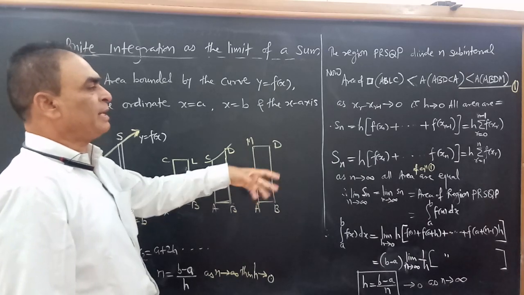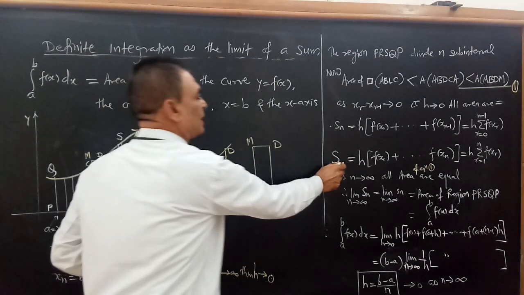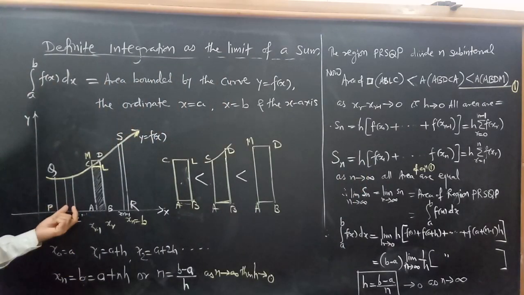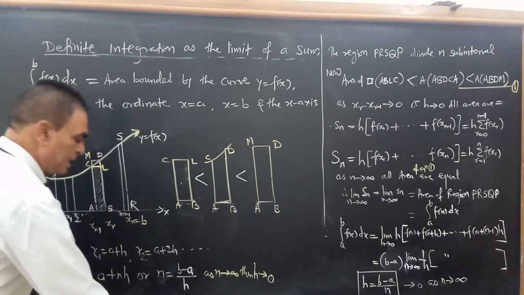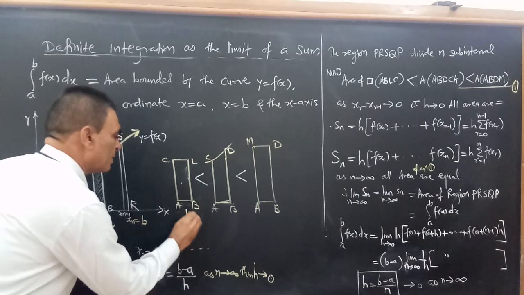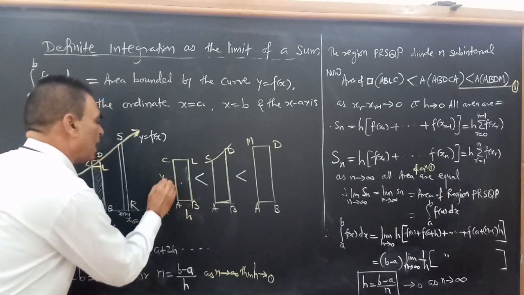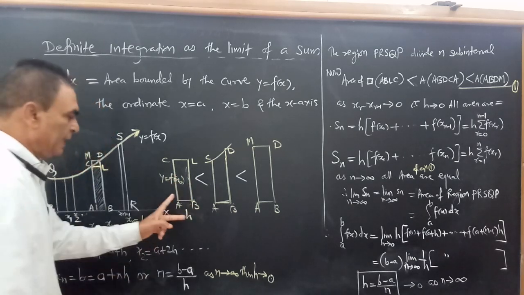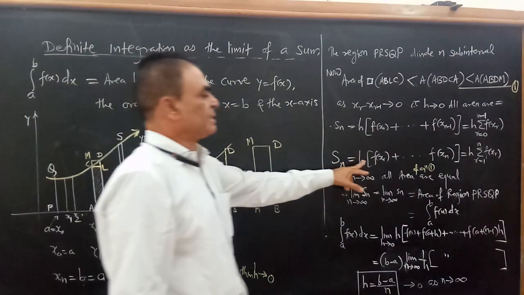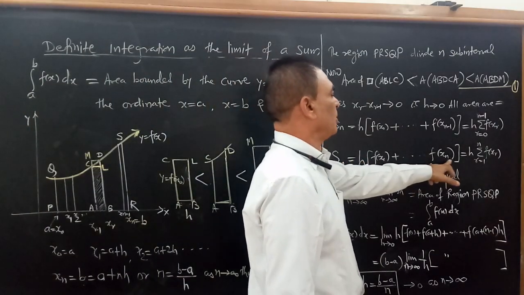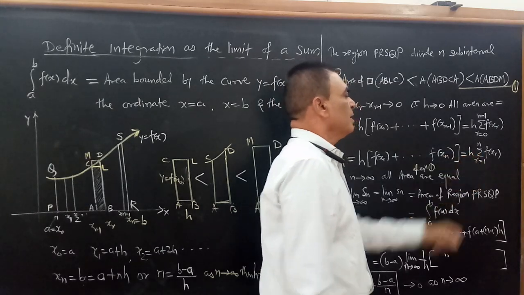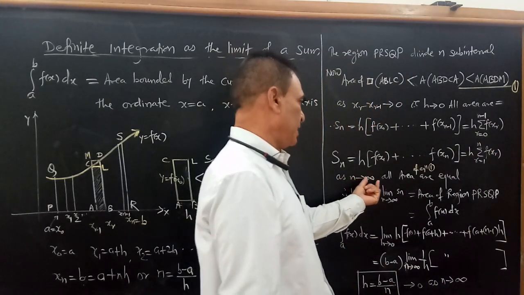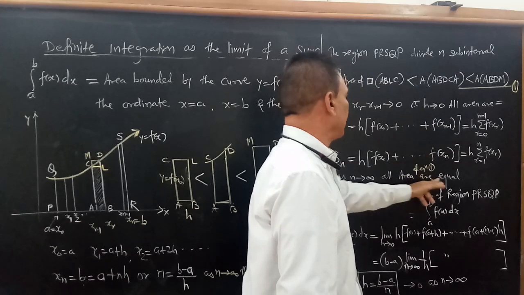Then you can think about the bigger rectangle, denoted by capital Sn, equal to h times. What is the difference between these? This width is h, and this height is f of x naught, length into breadth. Similarly, taking h common, f of x1, f of x2 up to f of xn, that is h times summation of f of xr, r goes from 1 to n. As n tends to infinity, all areas in equation 1 are equal.